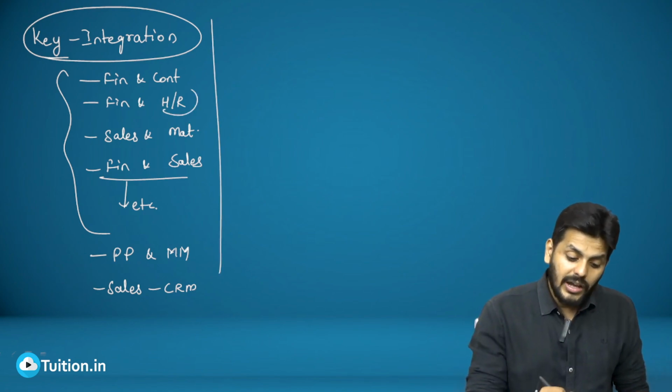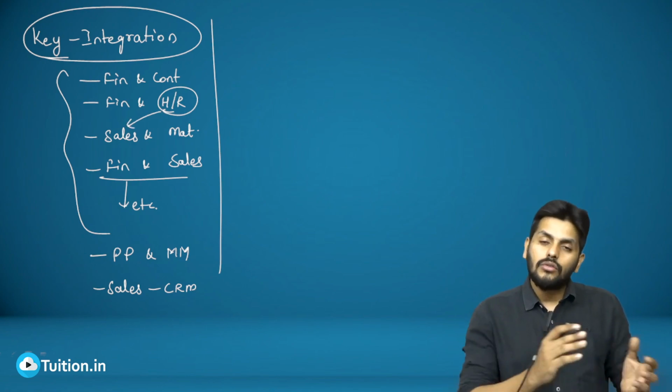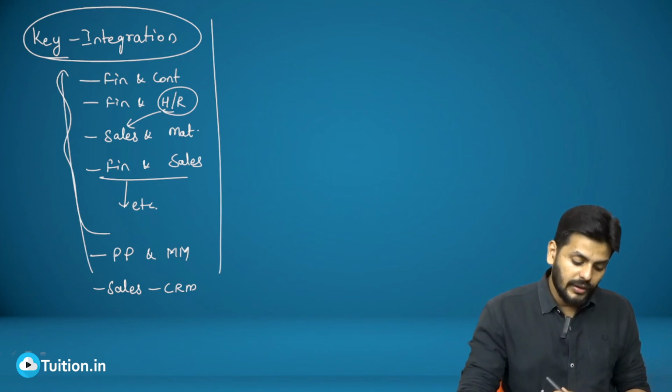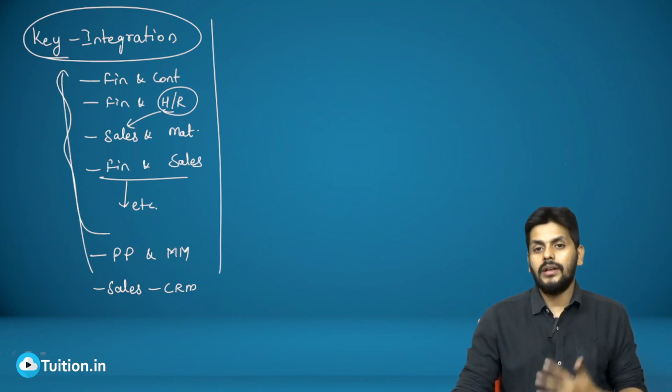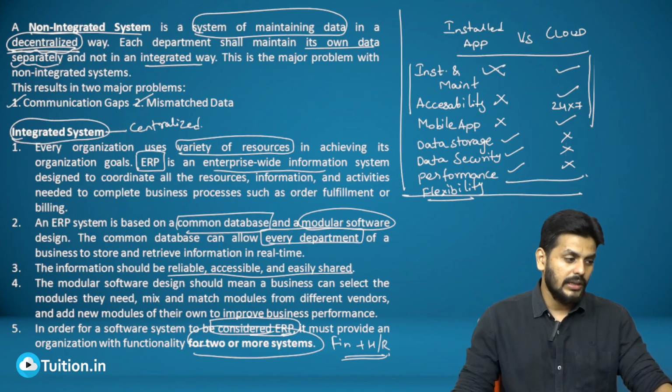Now, say the HR module need not be integrated with the sales module. The HR module is one of the least integrated modules. So like that you can distinguish and decide which module does what, and you can go about it. So I think that's a lengthy discussion that we had on ERP.